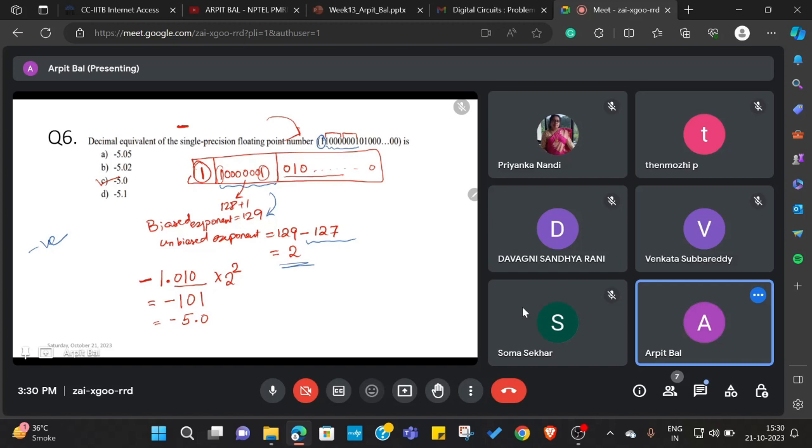Okay, the rest, the significand field, is 0, 1, 0, and everything else is 0. So I will write .010 here, and because in this representation I know that there has to be an implied 1, I add a 1 here, and multiply by 2 to the power 2. 2 to the power 2 means the decimal point will move to the right by 2 places. So my final answer should be minus 101, that is minus 5.